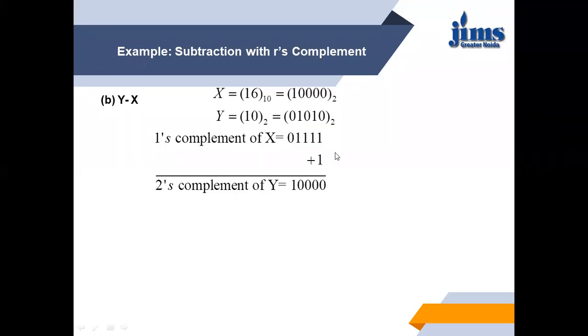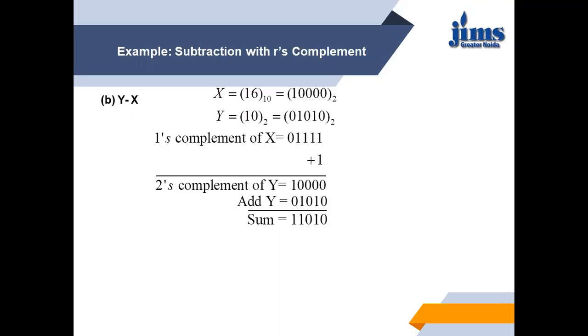So the next step is to add y to the 2's complement of x. Sorry, it is wrongly written here; it should be y. When we add y to the 2's complement of x, it comes to be: 0 plus 0 is 0, 0 plus 1 is 1, 0 plus 0 is 0, 0 plus 1 is 1, and 1 plus 0 is 1. Just add it, and here is your sum.